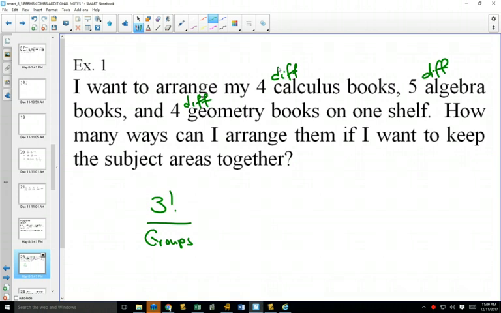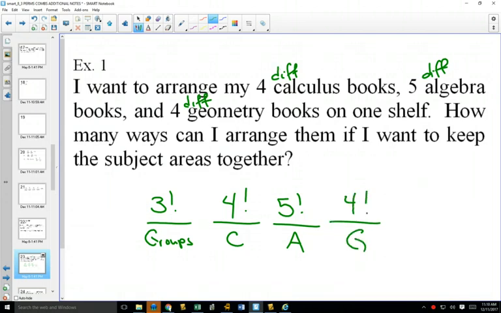So first I decide which group is going to be first, which group is going to be second, which group is going to be third. Then once I've decided that, let's say my calculus went first. How many ways could I arrange my calculus books? There's 4 of them, so there'd be 4 factorial ways that I could arrange those books. And then there's my algebra books. How many ways could I arrange my algebra books? There's 5 of them, so there'll be 5 factorial ways of arranging them. And then finally my geometry books. Multiply each of these decisions together, and you would get a total.